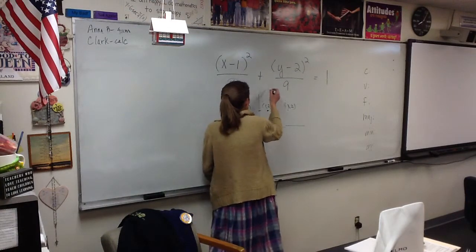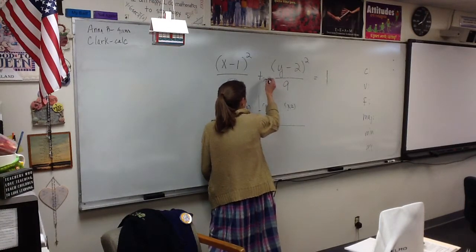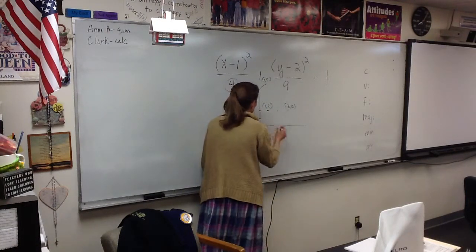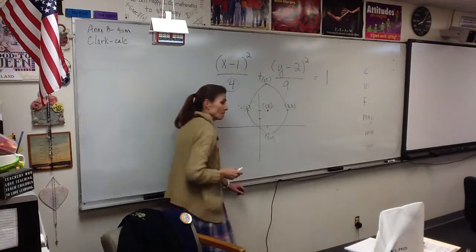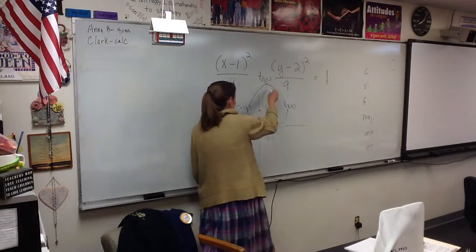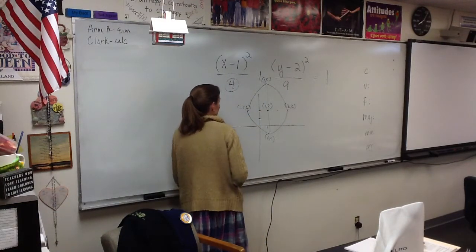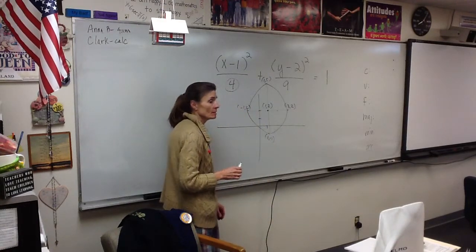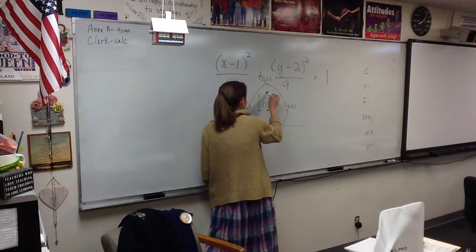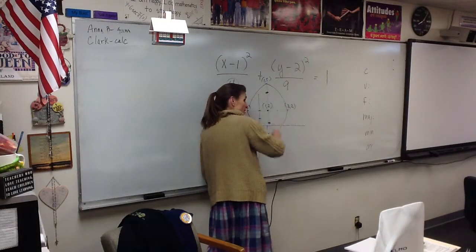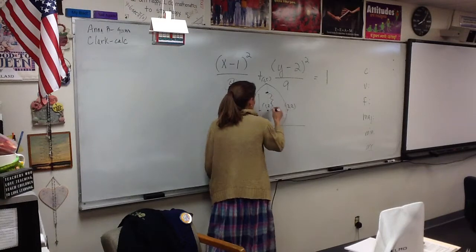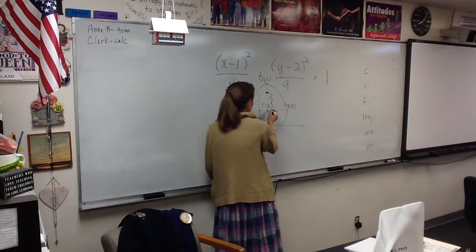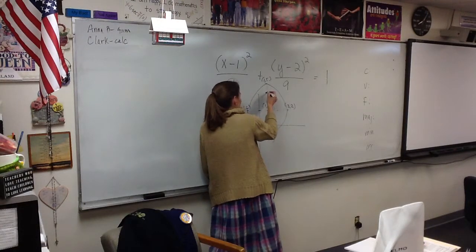We're going to go up and down 3. How long is my major axis? 6. My minor axis is 4. My foci are here somewhere. That's my major axis. What's this distance? Square root of 5. So I'm going to start right here, and I'm going to go up the square root of 5.